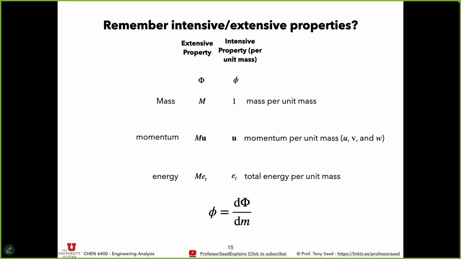Now, the formal definition for intensive versus extensive property is that the intensive property is the derivative of the extensive property with respect to mass, d capital phi by dm, okay? And this is how you can see these derivations come in. If capital phi is m, dm by dm is 1. If capital phi is mass times u, then d mass times u by dm is equal to u. So, m, I put it in lowercase here, but that's the same thing as mass.